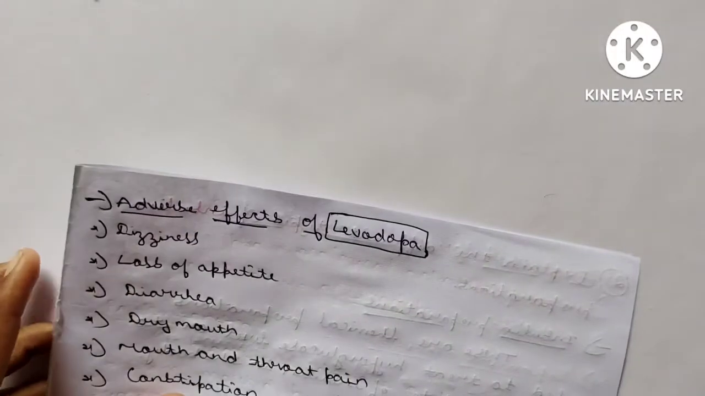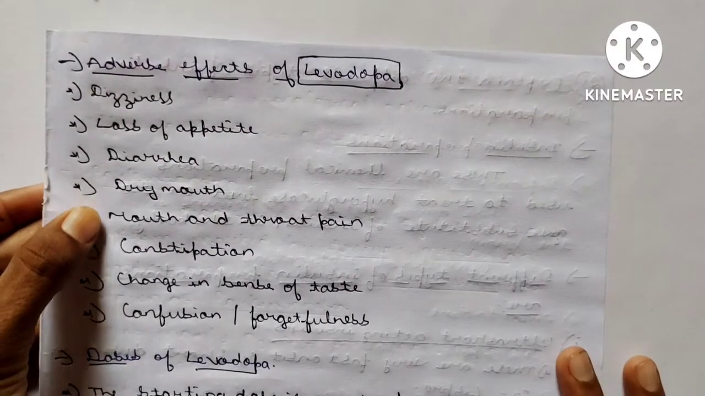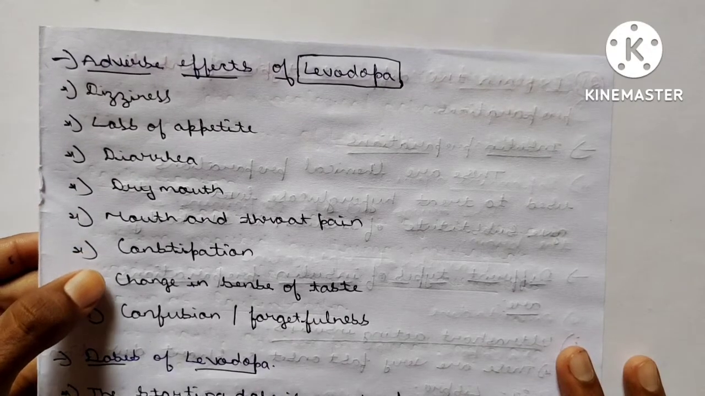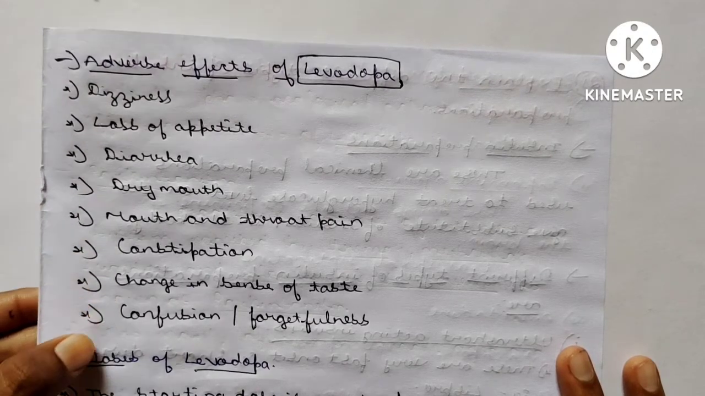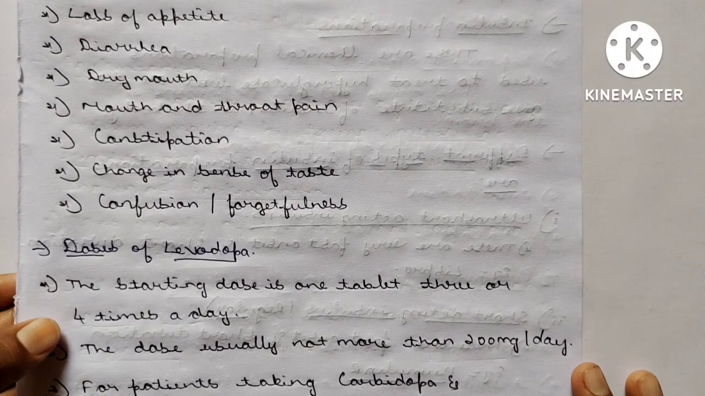This is the pharmacological action. Then adverse effects are dizziness, loss of appetite, diarrhea, dry mouth, mouth and throat pain, constipation, change in sense of taste, confusion, forgetfulness. Then doses: the starting dose is 1 tablet 3 or 4 times a day.